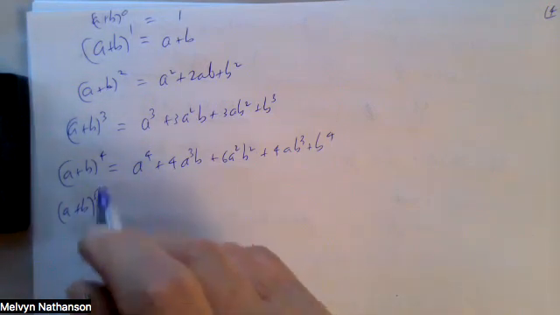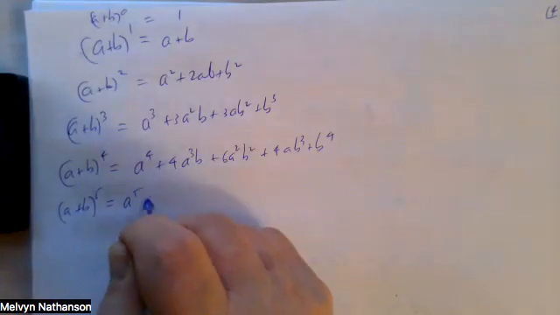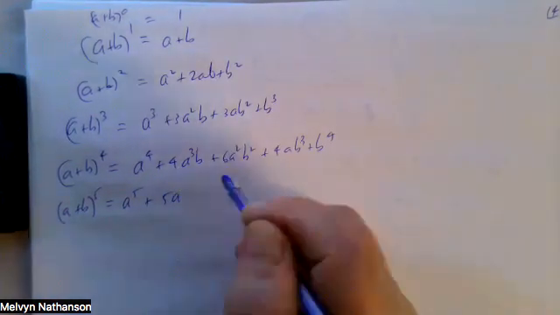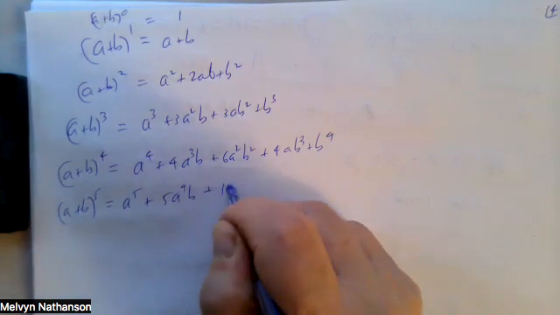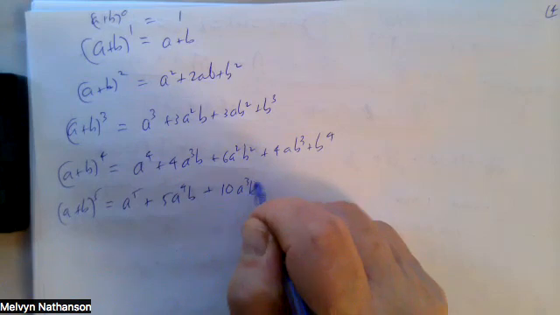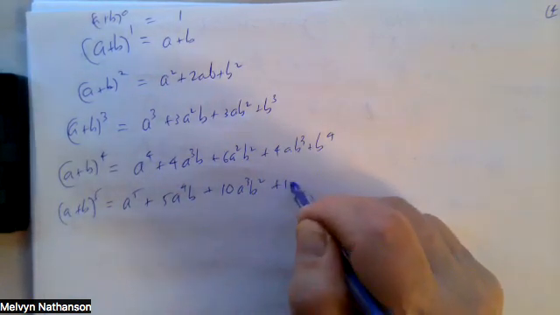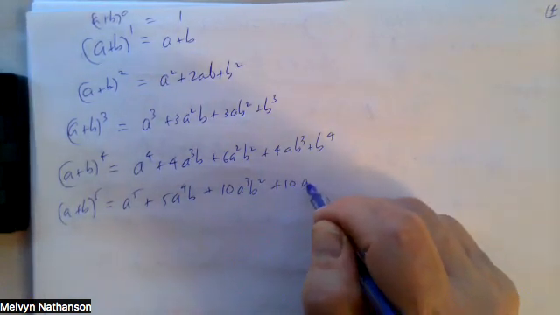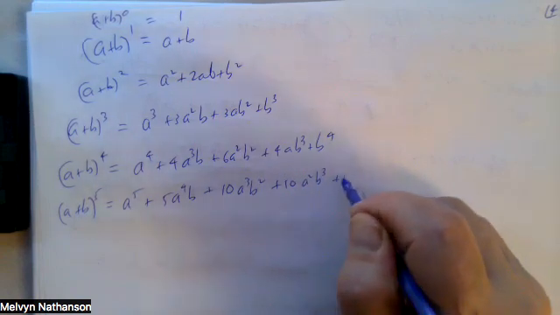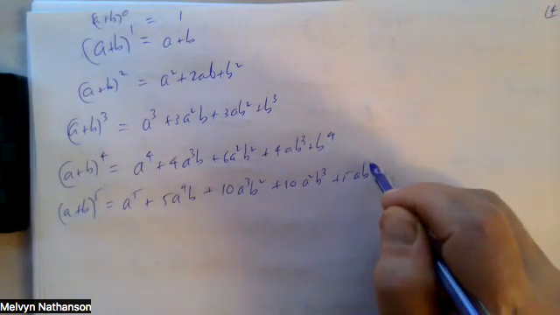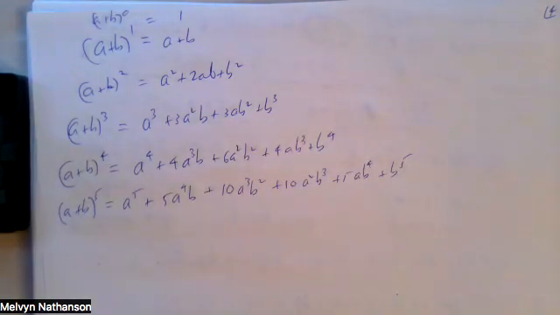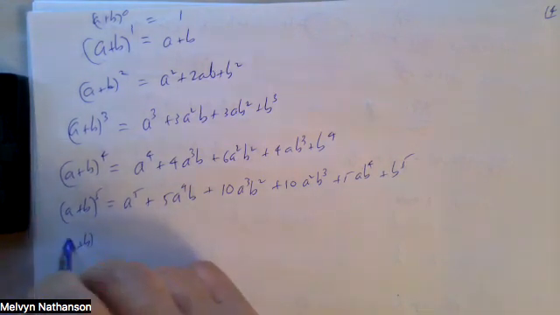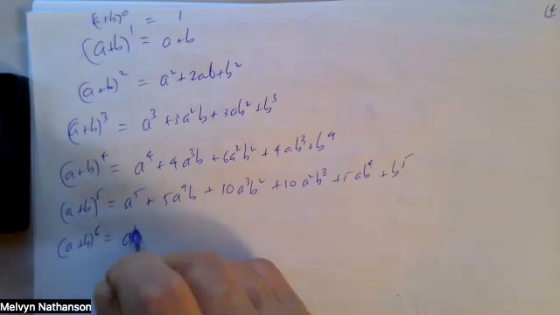But what's a plus b to the 5th? A to the 5th plus 5a to the 4th b plus 10a cubed b squared plus 10a squared b cubed plus 5ab to the 4th plus b to the 5th. Huh, cool. Could I do another one? A plus b to the 6th.